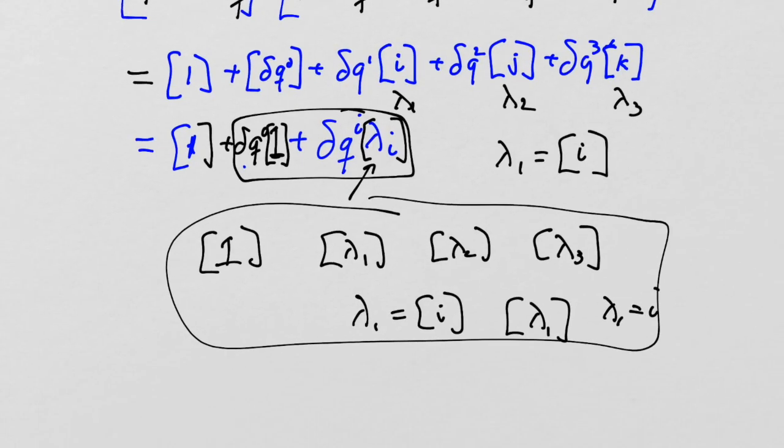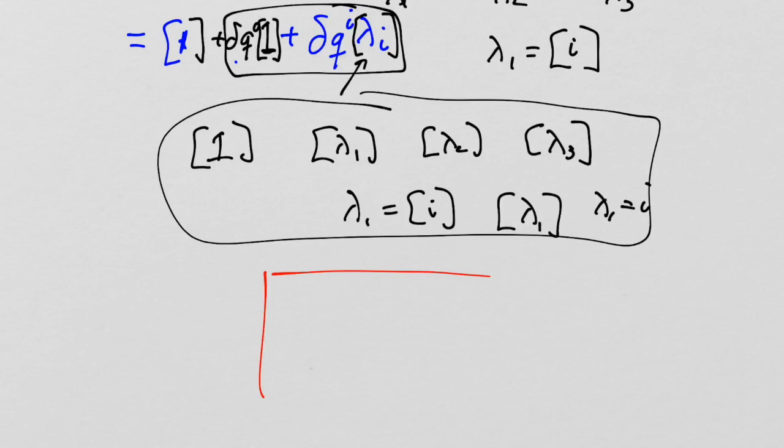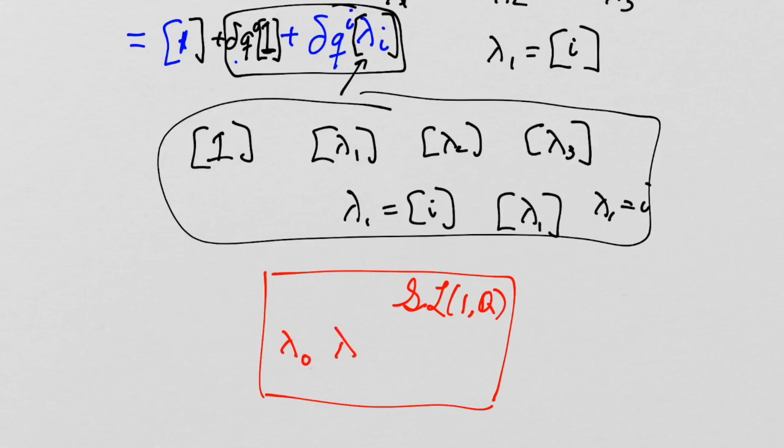Okay, but we are in a position now to write down the Lie algebra. So the Lie algebra, which will be script S, script L, 1, Q, is going to have 4 elements: lambda 0, lambda 1, lambda 2, and lambda 3. Now I'm writing them as lambda, but I'm committing to this: lambda 1 is essentially this, and lambda 2 is a matrix j.